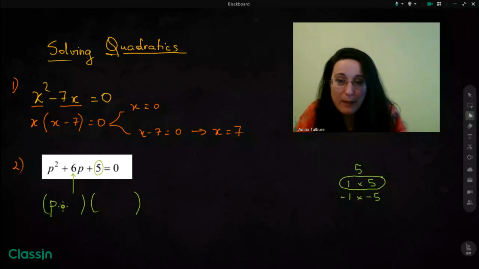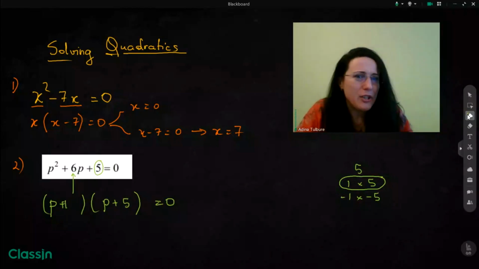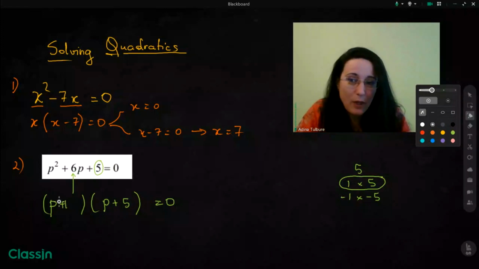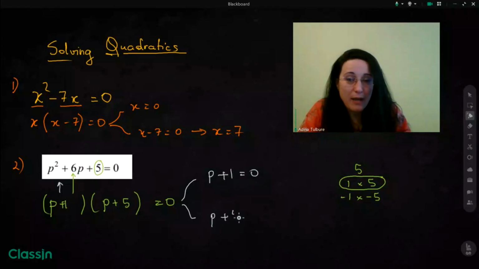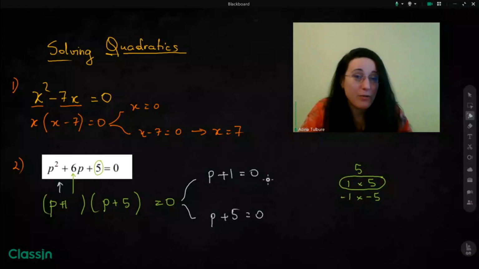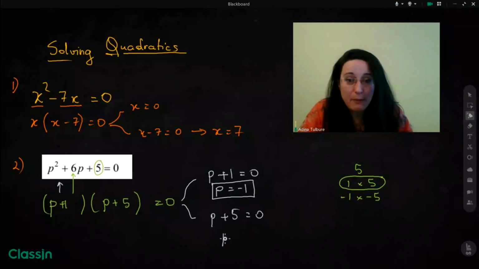So I'll put down that p plus 1 times p plus 5 equals 0. Well, you can even check. If you don't believe me, you can check. You see, when you expand these brackets, you will end up with exactly that expression or that equation there. So if p plus 1 times p plus 5 equals 0, there are two possibilities here. It's either p plus 1 that equals 0 or p plus 5 that equals 0. If p plus 1 is the one that equals 0, then p equals minus 1. So that's your first solution. And if p plus 5 equals 0, then p equals minus 5. So this is your solution.